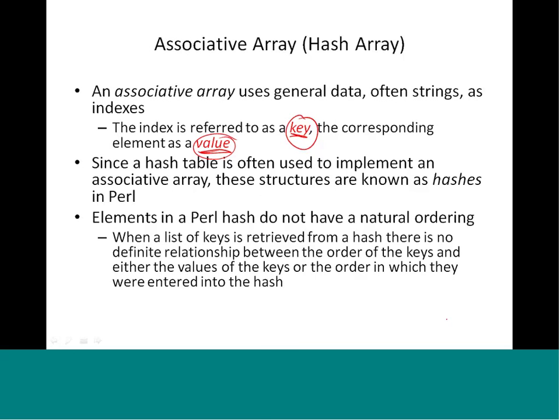Basically, we don't implicitly specify the index itself. So here there is no definite relationship between the order of the keys and either the values of the keys or the order in which they are entered into the hash. We just enter values, and they can be attached anywhere within the array. I will show you some examples as to how we add and delete objects from the hash.